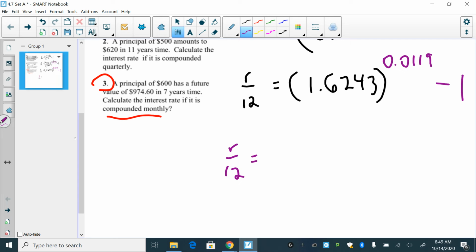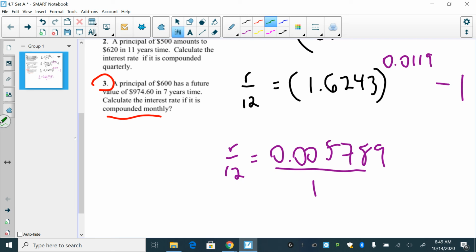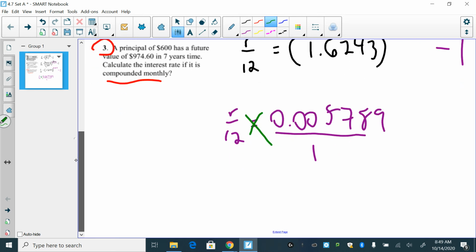So I've got 1.6243 to the exponent of 0.0119. I'm going to hit equals, and I'm going to subtract 1. Okay, so for that part, I've got 0.0057. Now I'm going to go a few more decimal places. So I'm going to go 8, 9, just so I have a few more. Okay, because I only had two numbers there, 5, 7. Okay, I'm going to put a 1 over it. I want to get r by itself. So we're going to cross multiply. So we've got r equals, I left it in my calculator, so I'm just going to go times 12 and I go equals.